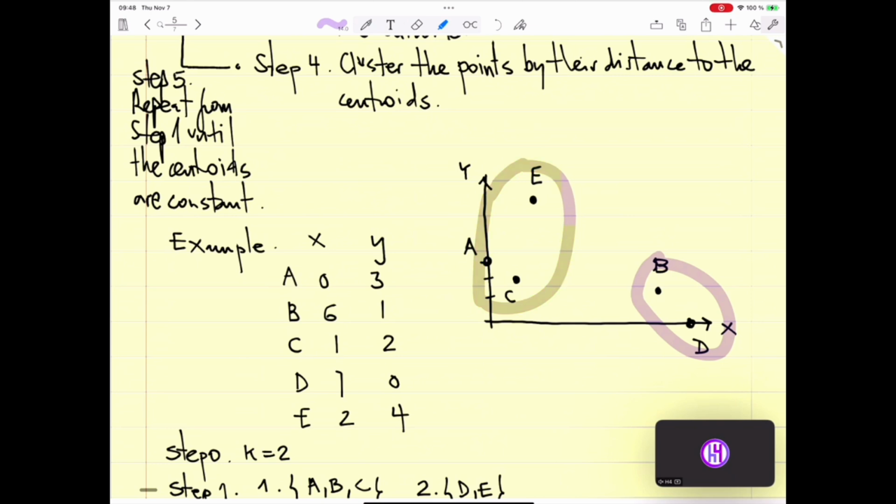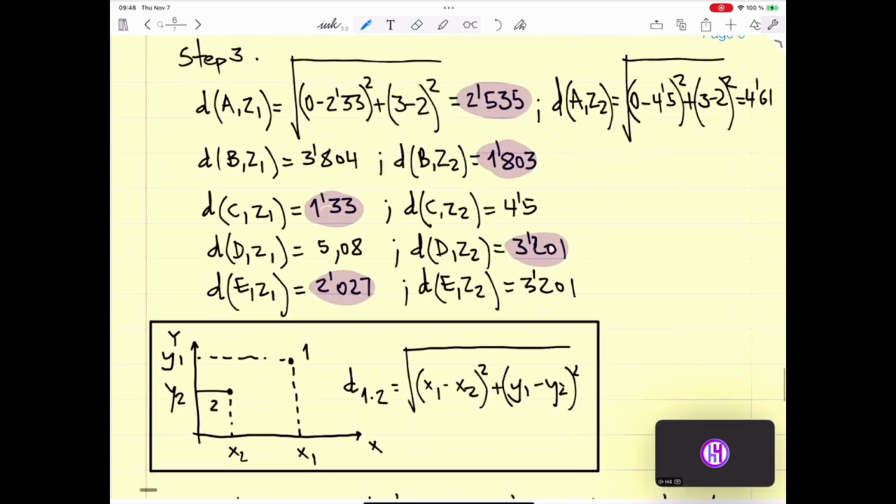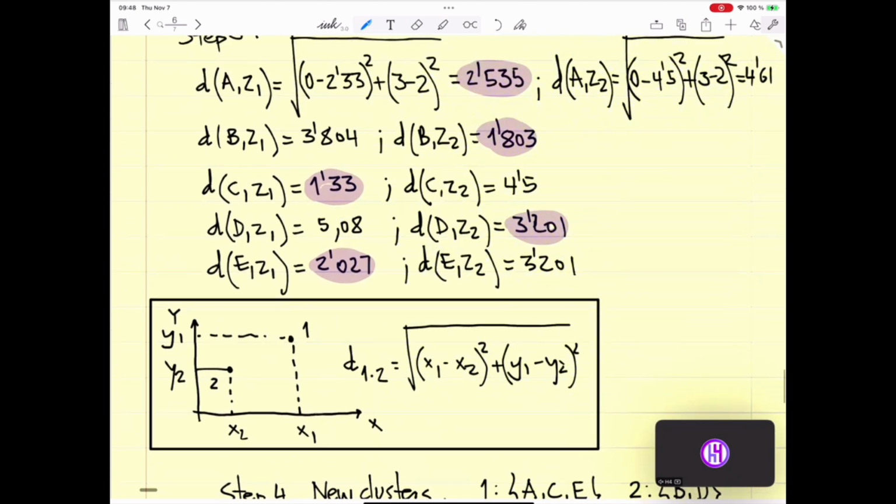Why A? What was the question? Why A? No. A, C, and E. Because here 2.5 is smaller than 4.6. Yeah. And here 1.3 is smaller than 4.5, okay? And so on.